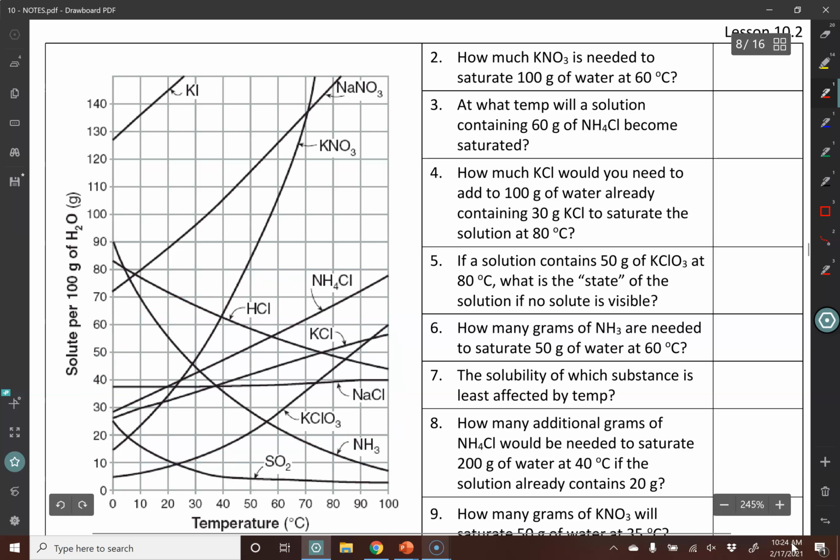All right, question number 2. How much KNO3 is needed to saturate 100 grams of water at 60 degrees Celsius? Okay, well, I'm always working with 100 grams of water, according to the chart. So I'm going to find 60 degrees Celsius, and I'm going to trace up until I find the KNO3 curve, which is up here.